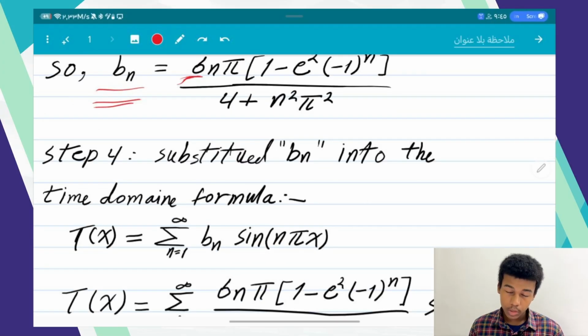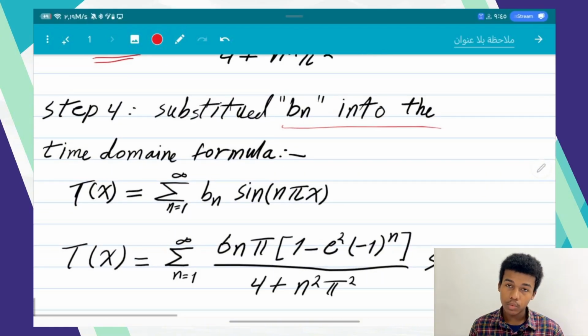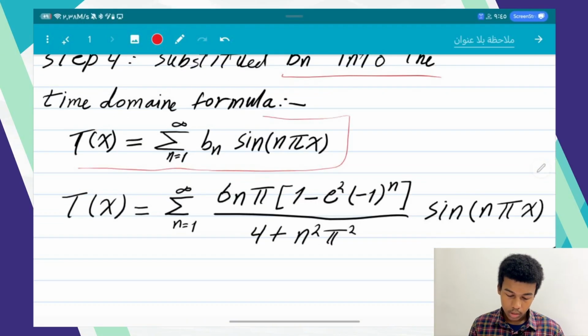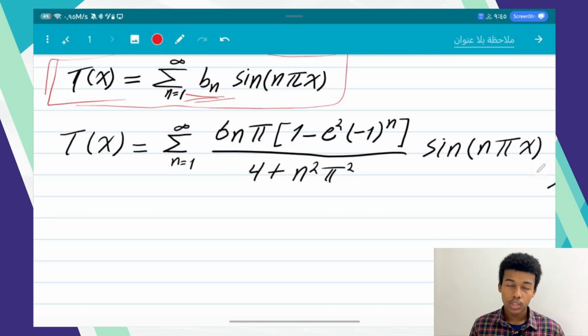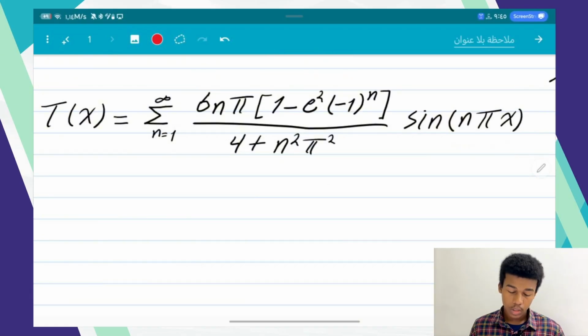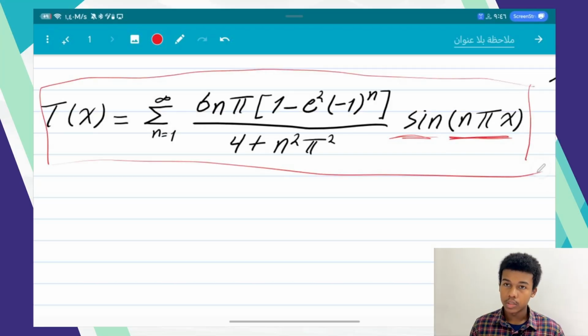Step 4, we have to substitute bn into the time domain formula. This is the time domain formula in the half range Fourier series. After substituting bn, we will get this answer: sigma from n equals 1 to infinity of 6nπ multiplied by 1 minus e squared multiplied by minus 1 exponent n over 4 plus n squared π squared multiplied by sine nπx. And this is the answer for part D.